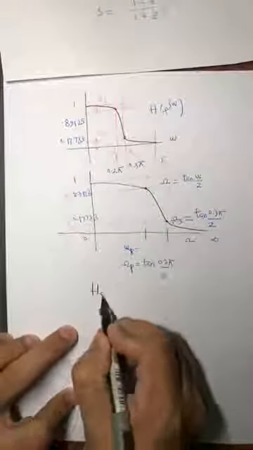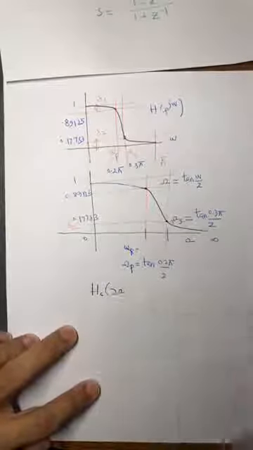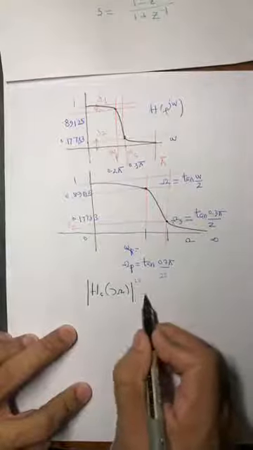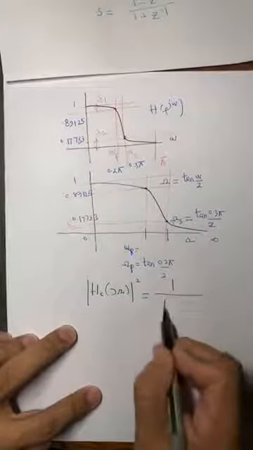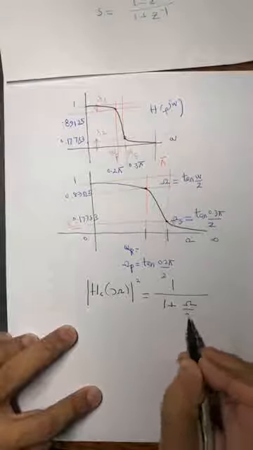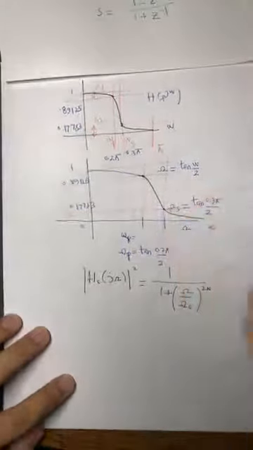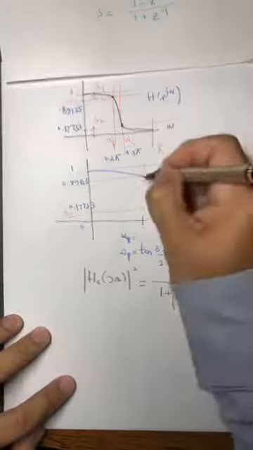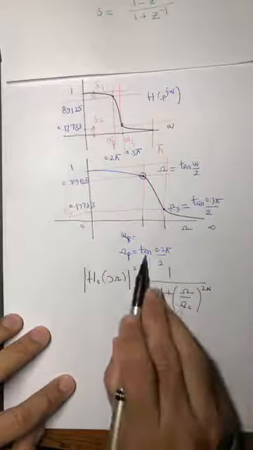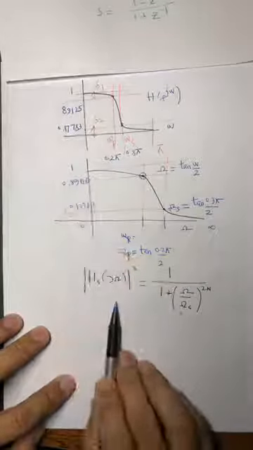Remember what it was in the Butterworth: H C of j omega squared is equal to 1 over 1 plus omega over omega c raised to the power 2N. So first we put this point. There are 2 points. First we put this value of omega, and we put this value in H C of j omega. So this is 1 point.